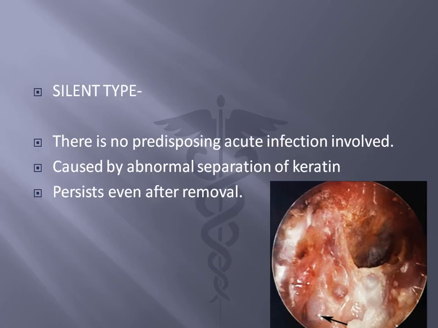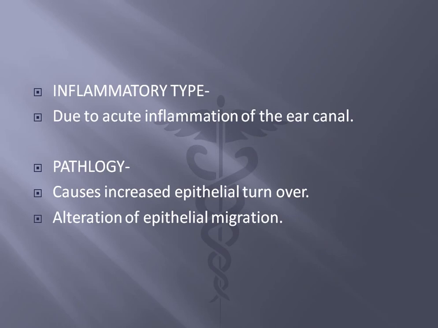Well, there are various types, and first is the silent type. There is no predisposing acute infection involved, and it is caused by the abnormal separation of keratin and persists even after removal. So this is the silent type. Then comes the inflammatory type. It is due to the acute inflammation of the ear canal, and the pathology is caused by the increased epithelial turnover and alteration of the epithelium migration.